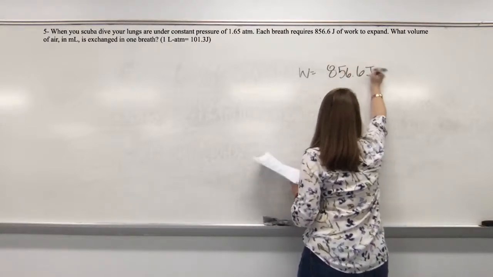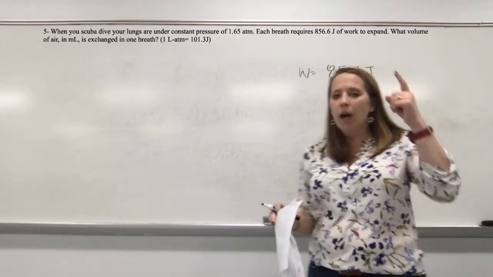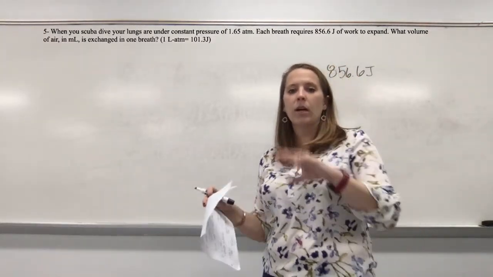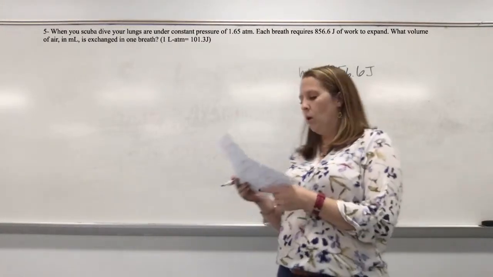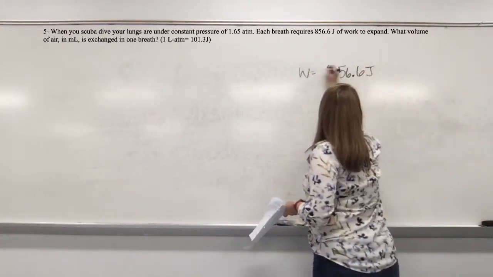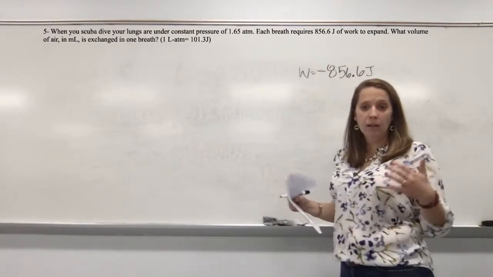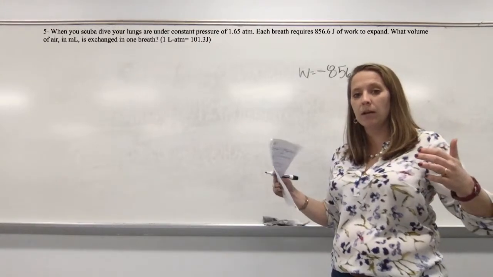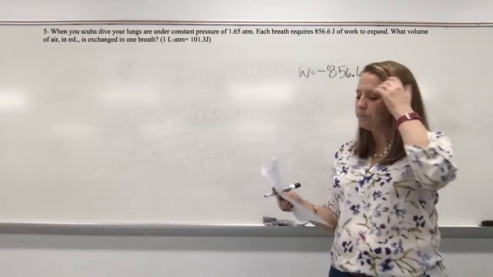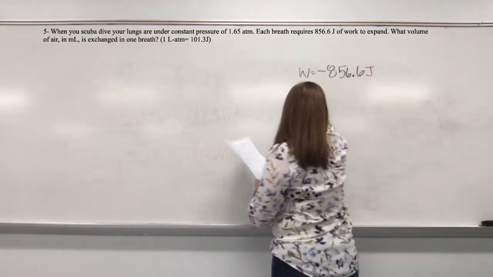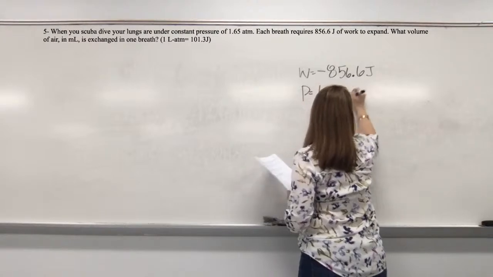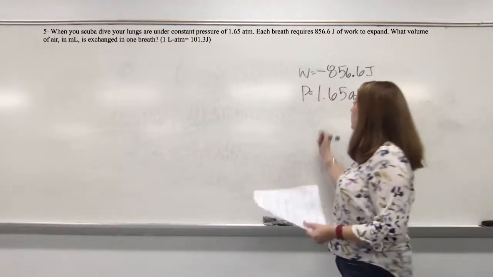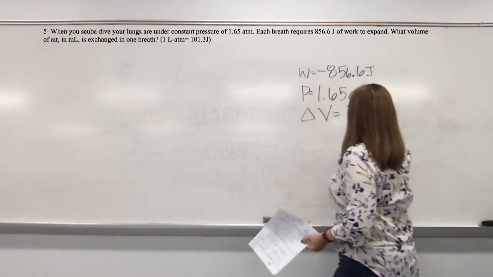856.6 joules. In the video, it talks about assigning the signs, whether work is negative or positive. In this case, work is going to be negative because we are assuming that the lungs are doing the work on the surroundings to expand. Basically, it's breathing out. Then it gives us a pressure of 1.65 atmospheres, and it asks us for the change in volume, so let's write down delta V. That's what we're looking for.